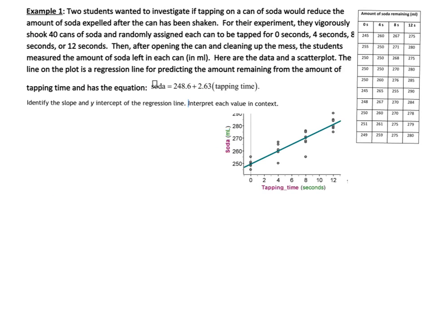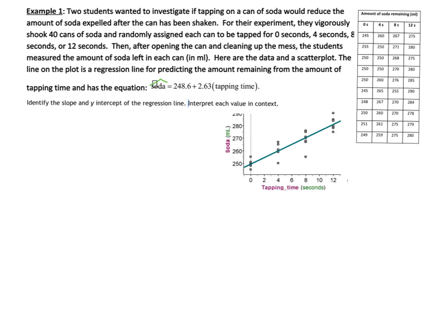So our next example looks really long, but you actually have a lot more information than you need. So go ahead and read through it. And I want to point out that the equation should be soda, and the soda actually has a hat over it, but my word processing program didn't let it appear. So all we're doing for this is identifying the slope and the y-intercept of the regression line. I will show you later how to find this equation.